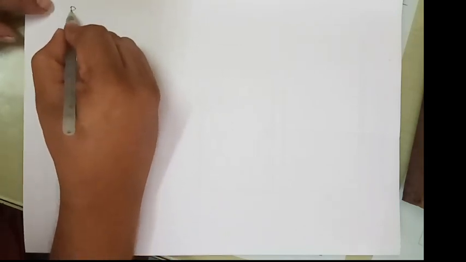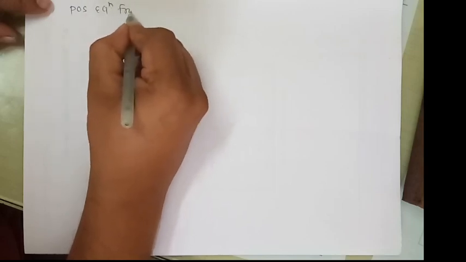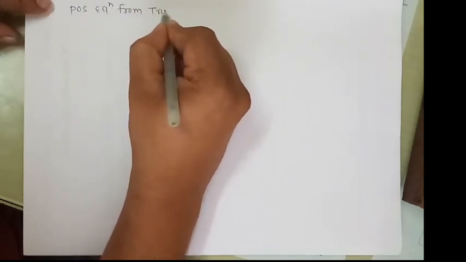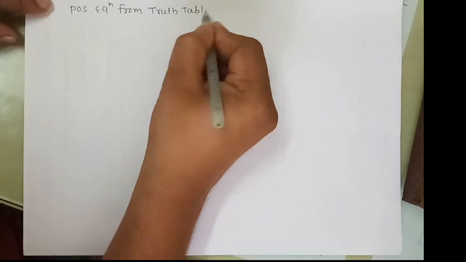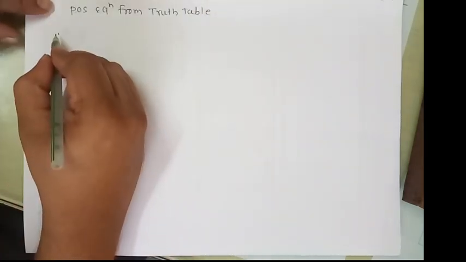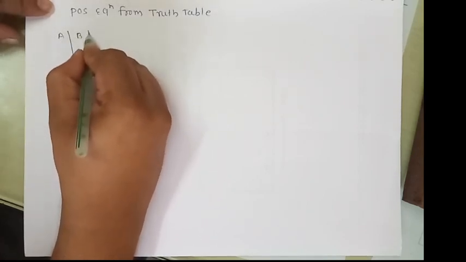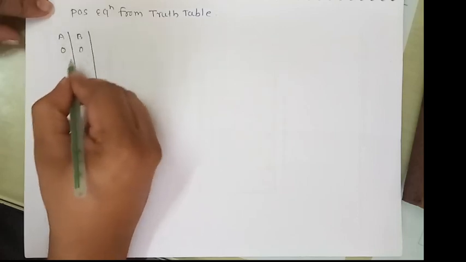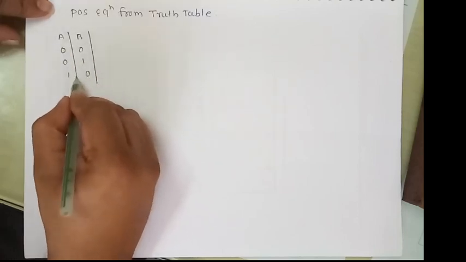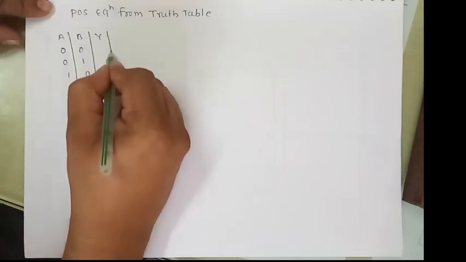Now let us see how to write the POS equation from the given truth table. Suppose here we have three variables. Before that we will take just two variables. So the values of the variables are 0 0, 0 1, 1 0, and 1 1, and the output value is Y.